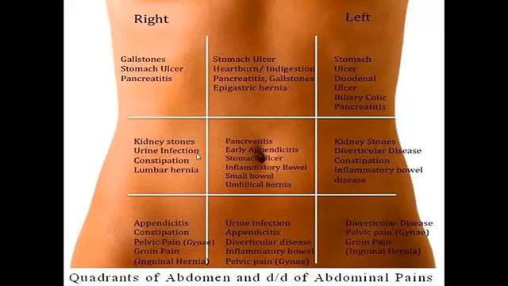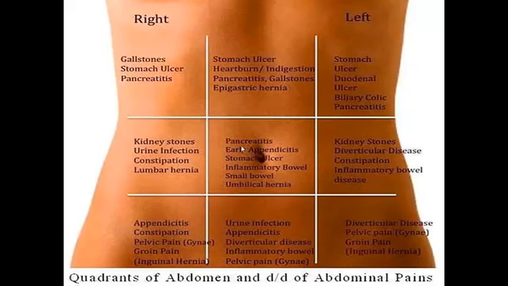Below that comes the right lumbar region. We have kidney stones because at the posterior part we're going to have the right kidney. We're going to have also the ascending colon and the small intestine in this area, which is the right lumbar region. Therefore, constipation is going to be a complaint of pain in this area sometimes. We might have lumbar hernia because this is the lumbar region, and we might have urine infection.